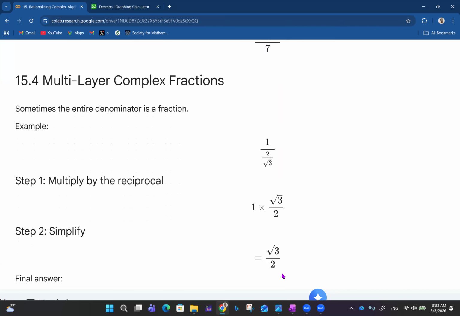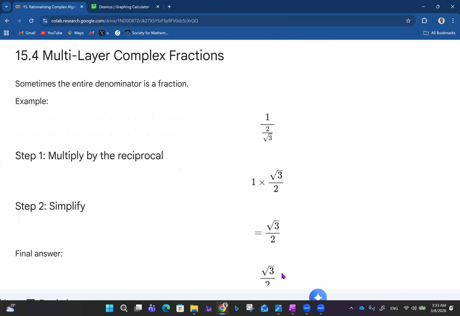Then you can also have multi-layer complex fractions. Sometimes the entire denominator is a fraction. So you have 1 over (1 over 2 over root 3), right? So multiply by the reciprocal. So you have 1 divided by 2 over root 3. That means 1 times root 3 over 2, and then that's root 3 over 2.